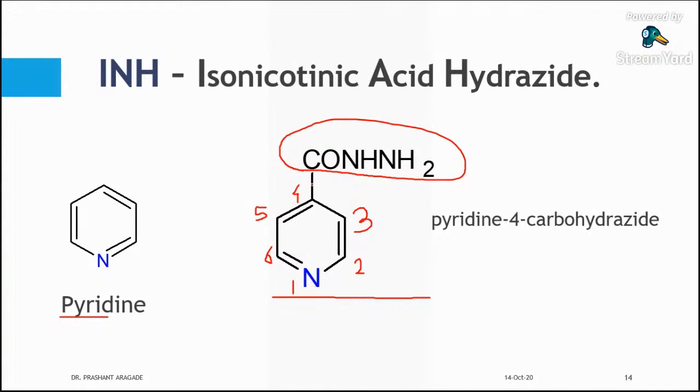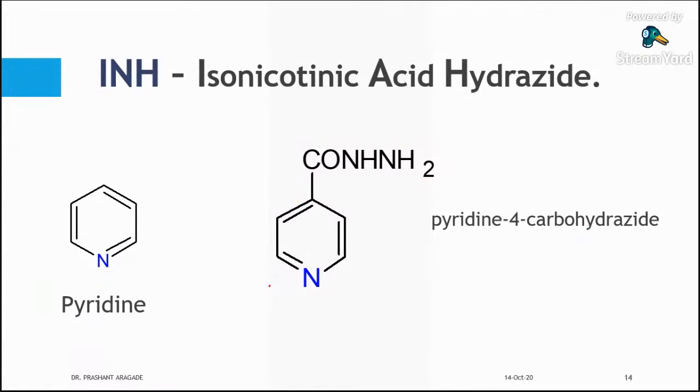So the IUPAC name of this compound is pyridine 4-carbohydrazide. Pyridine 4-carbohydrazide is the IUPAC name of this INH. INH is what? Isonicotinic acid hydrazide. Why is it called isonicotinic acid?